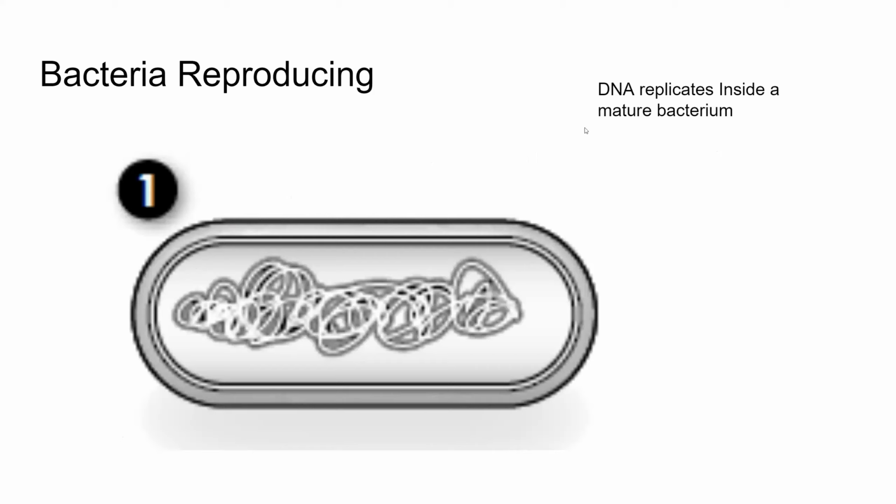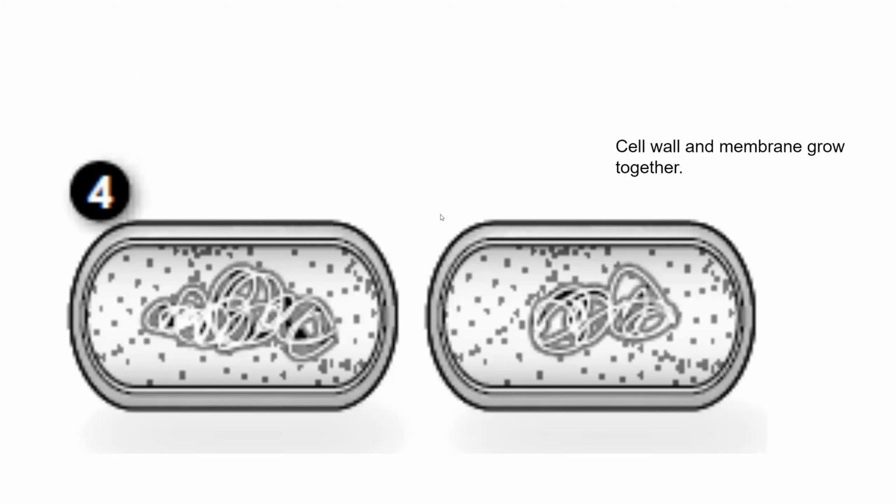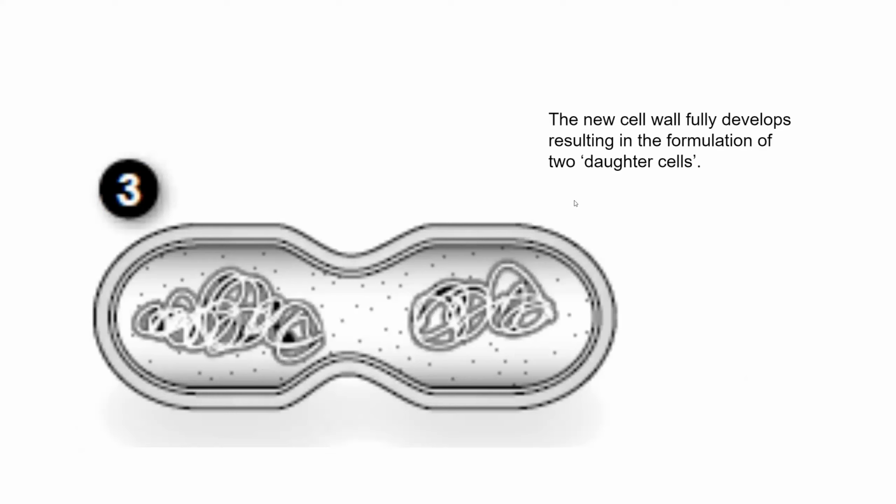First of all, we have a DNA, and it's being replicated inside of a mature bacterium. Second, the cell elongates and the DNA is pulled towards the ends or the poles of the bacteria, as we can see. Fourth, the cell wall and membrane grow together, as we can see. So we now have two cells, don't we? And then last of all, the new cell wall fully develops, resulting in the formation of two daughter cells.